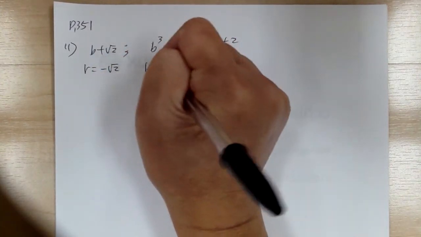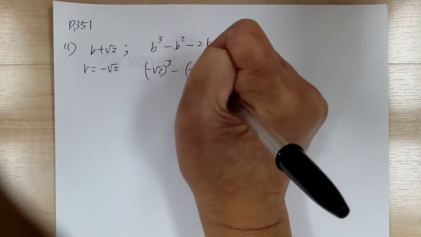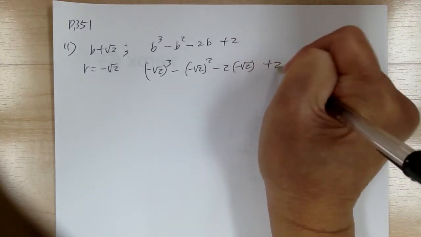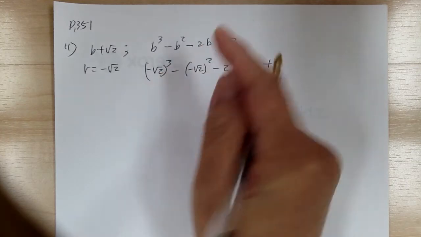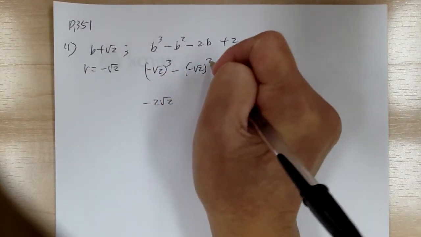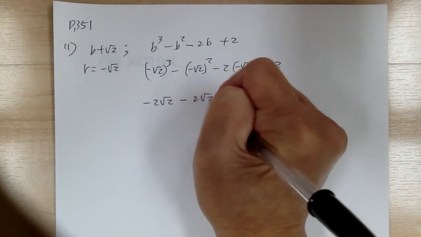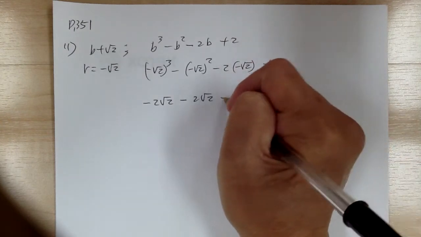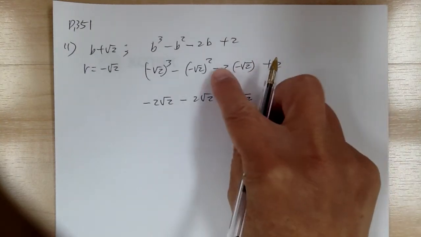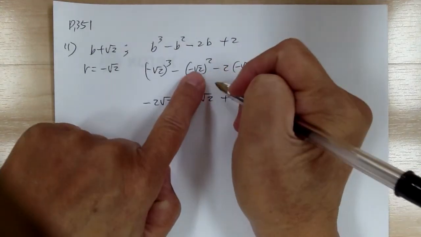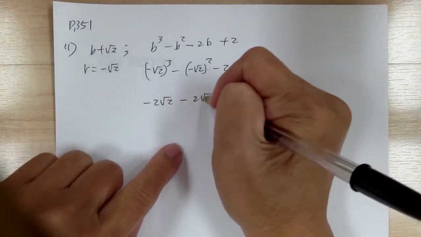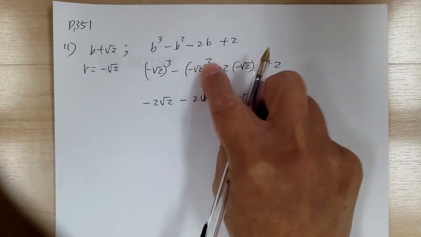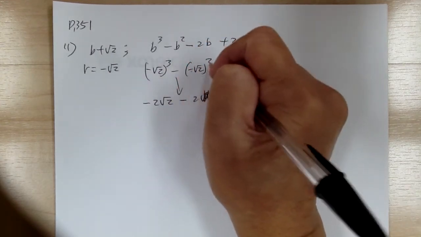So you get negative square root of 2 to the 3 minus negative square root of 2 squared minus 2 times negative square root of 2 plus 2. When you work this out, you get negative 2 square root of 2, this would be minus 2 square root of 2, and this would be plus 2 square root of 2. Wait, let me double check. No, this one would be just negative 2. Square root of 2 squared gives you 2, and it's positive, and so this negative is over here, and negative square root is positive.